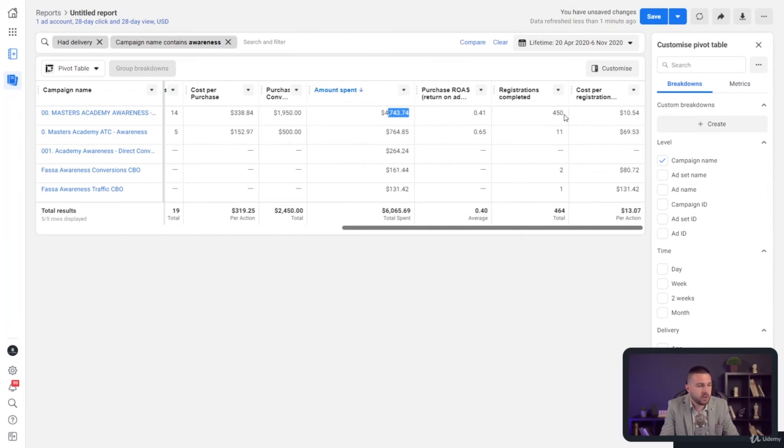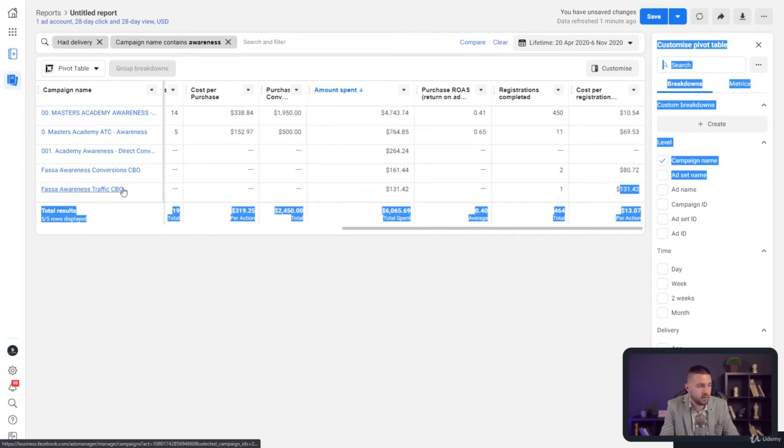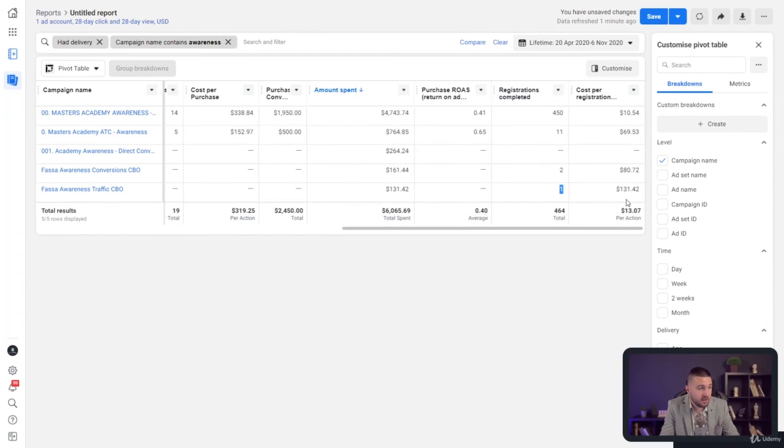And we can take a look at the completed registrations, right? So this campaign, even though it spent the most money, is obviously looking to be getting the most results. And the cost per registration here is kind of what really makes sense and is the most important. Here it's 10, here it's 70, and here is 130 with a traffic campaign. This is a conversions campaign focusing on completed registrations, and this is a traffic campaign focusing on traffic, and you can see the difference, 10 against 130.